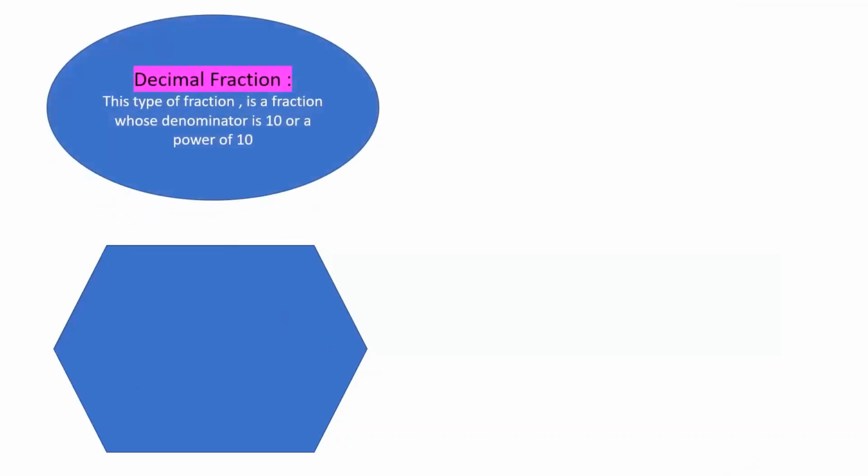What is a decimal fraction? This type of fraction is a fraction whose denominator is 10 or a power of 10. It means that denominators are 10 or 100 or 1000 or 10,000, powers of 10. See the examples: 7 by 10, 9 by 100, 3 by 1000. The denominators are 10 or powers of 10. Then those fractions are called decimal fractions.